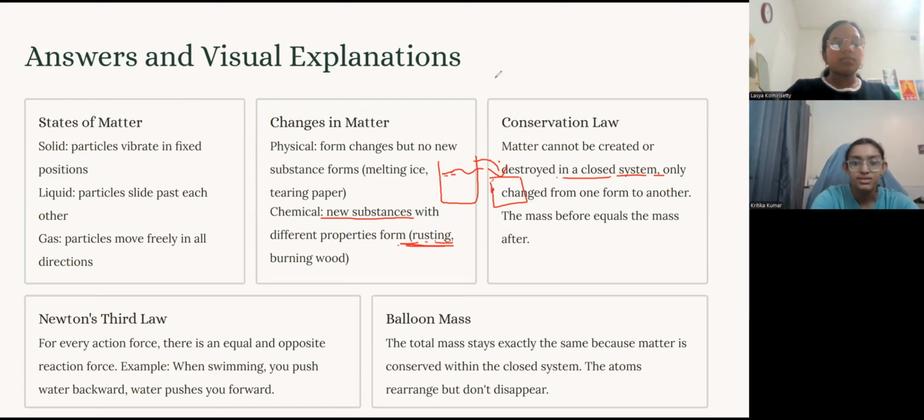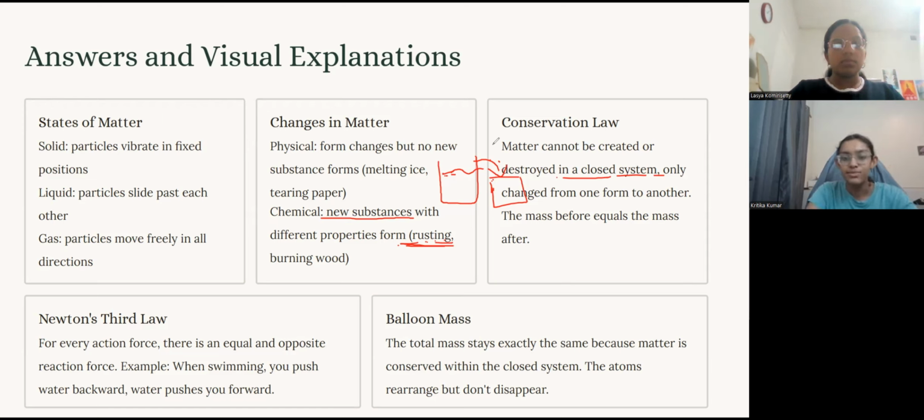Now let's talk about Newton's third law. Newton's third law says that for every action, there's an equal and opposite reaction. So for every action force, there will be an equal and opposite reaction force. For example, when you're swimming, you push the water backwards, and the water also pushes on you. So that's how you move forward.